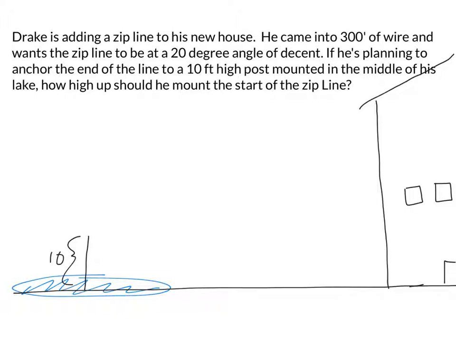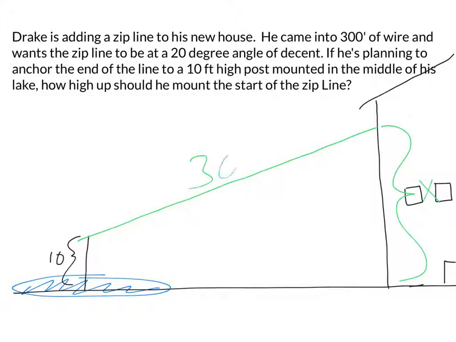So he's got a 300-foot zip line, and it's going at a 20-degree angle. So it's going to look something like that, right? I don't know how high up it's going to be, but this is what we're trying to find. We don't know what that's going to be right there, right? That's how high up we want it. That's our end goal. How high up off the ground should he mount it?